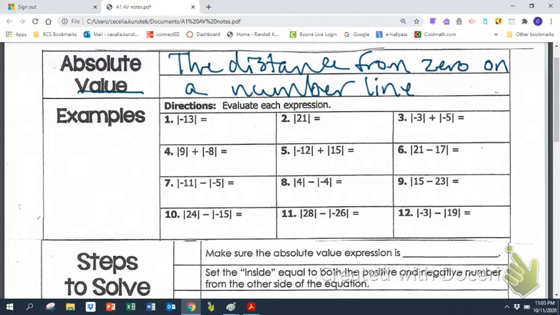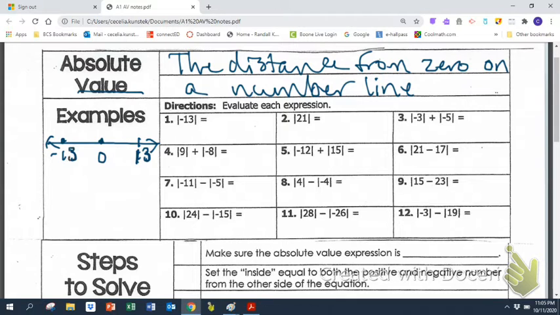So for example, on number 1, we have the absolute value of negative 13. Well, what is the absolute value of negative 13? If we were to draw a number line here, and here's 0, and let's say this is positive 13, and then on the other direction, we're going to have a negative 13.